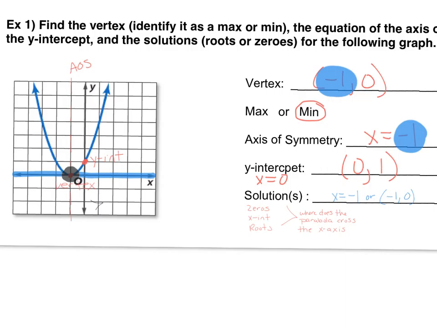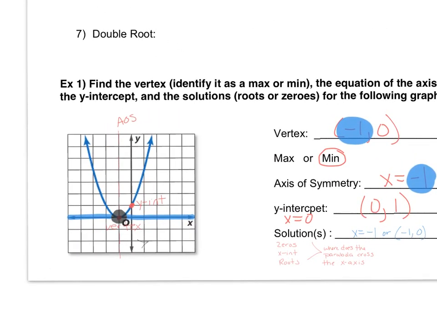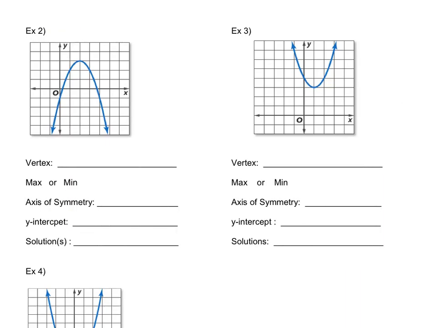Now, to backtrack just for a second, a double root just means that I'm basically going to cross the axis once. I have two solutions located here. It just happens that they're the same solution. All right, so let's head to the next page now.